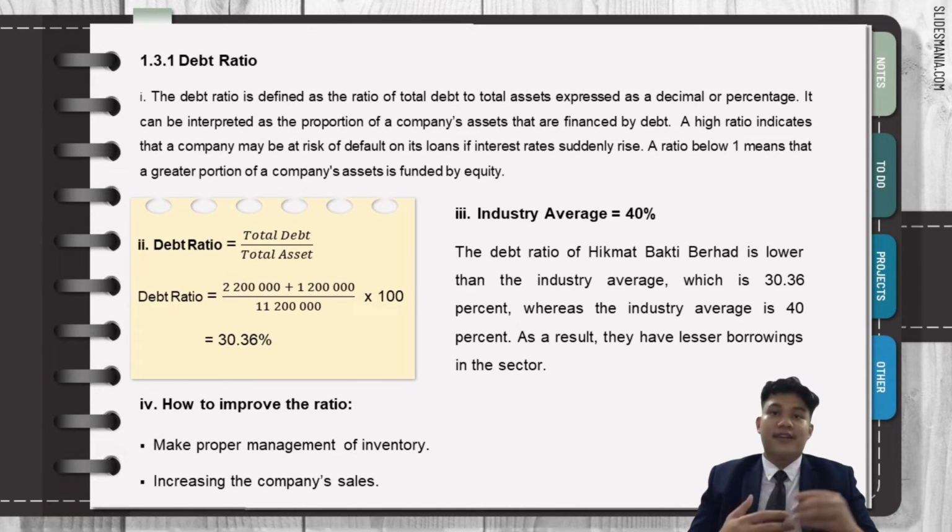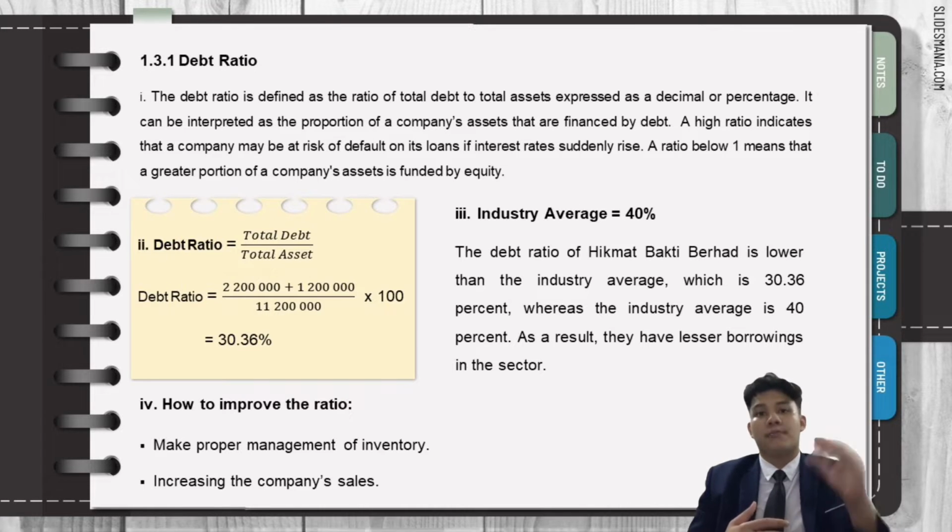Debt ratio is defined as the ratio of total debt to total asset expressed as a decimal or percentage. The debt ratio formula is total debt divided by total asset. So the debt ratio for this question is 2,200,000 plus 1,200,000 divided by 11,200,000 times 100. The answer is 30.36%. The debt ratio of Bati Berhad is lower than the industry average, whereas the industry average is 40%.